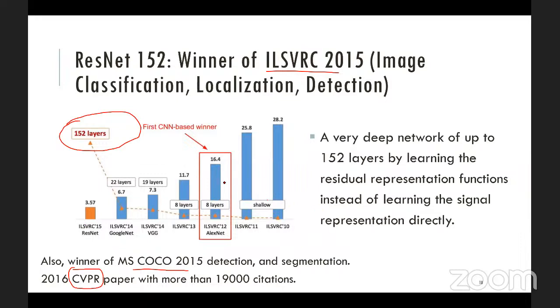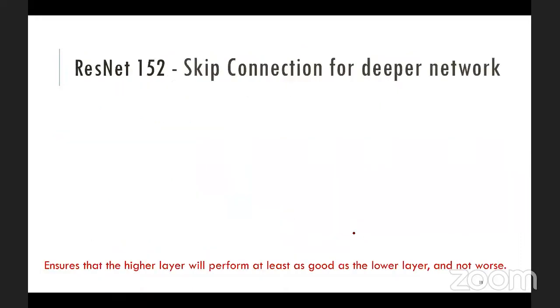The important thing is that it is learning the residual representation functions instead of learning the signal representation directly. I gave you a hint about the skip connections yesterday, and I told you that we were fighting with the vanishing gradient problem. So what was the solution there? The first solution that was thought of was: okay, let us change the activation function. That is how from sigmoid we came to ReLU. And then another very nice solution was provided in this ResNet architecture, that is your skip connection.